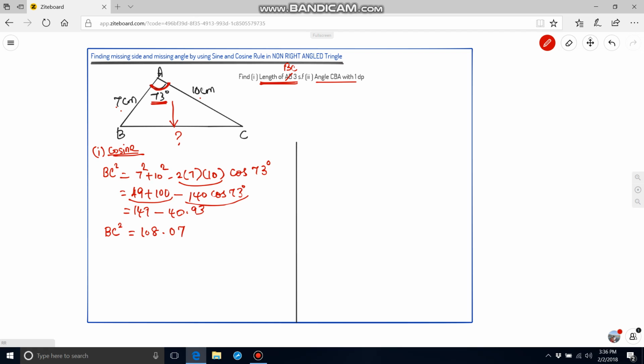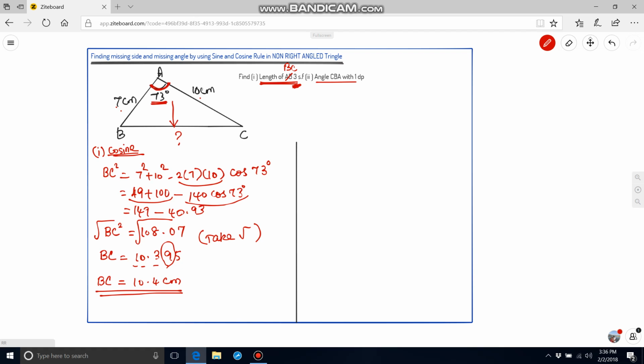We need to get BC, so we can apply the square root on both sides. Square root of BC square gives BC. Square root of 108.07 gives 10.395. Here the first question needs three significant figures. Figure 1, figure 2, figure 3. To stop at figure 3, we need to look at figure 4. As figure 4 is more than 5, we have to round it as 10.4 centimeters, which is the measure of the side BC.